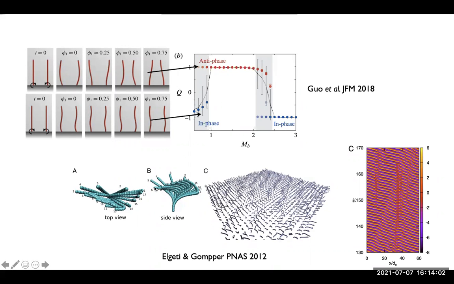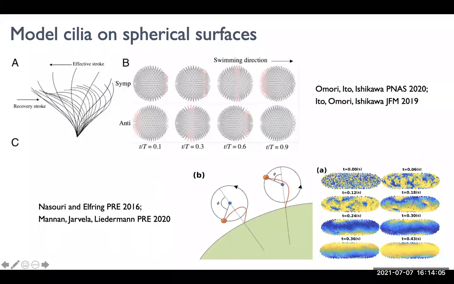But one of the things that we'd like to incorporate into our models is looking at what happens when you have our filaments, or our model cilia, distributed along various kinds of surfaces that you might encounter. For example, a spherical surface, as we saw in the case of Volvox. And there have been some nice studies recently showing what becomes important when you consider the motion of the individual filaments.